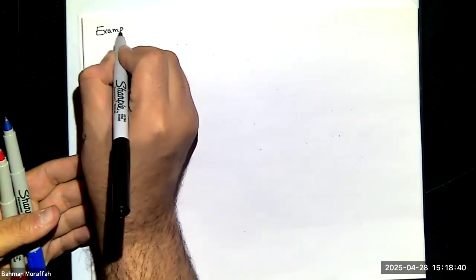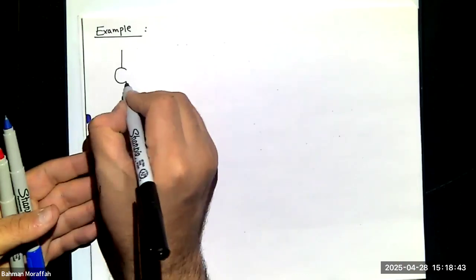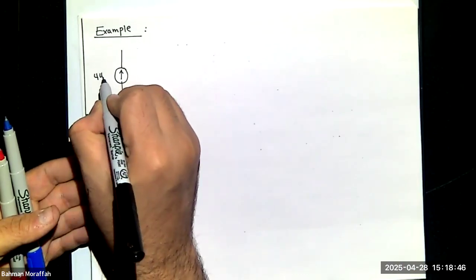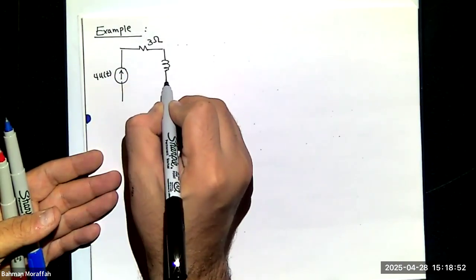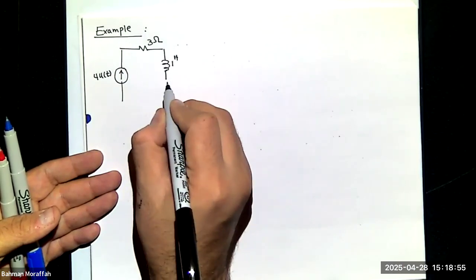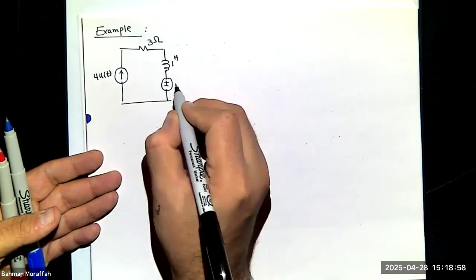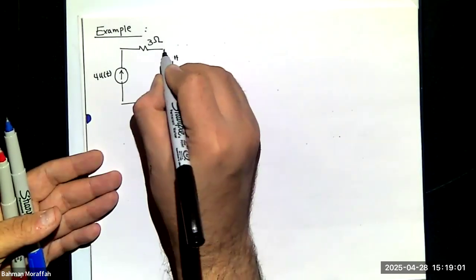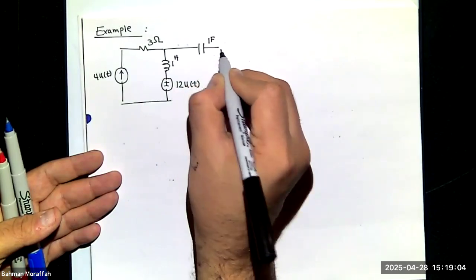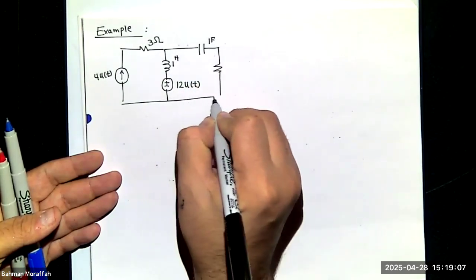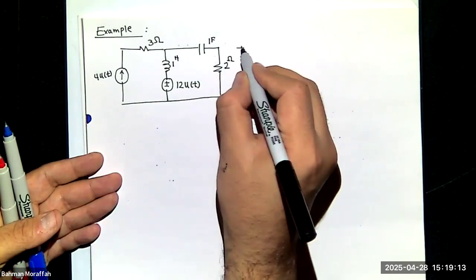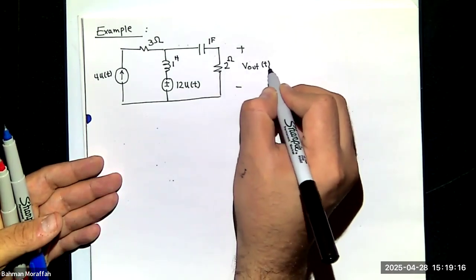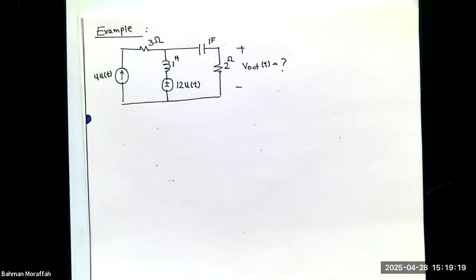Example. Let's just say I am given this circuit: 4 times u of t, 3 ohms resistance, followed by 1 Henry inductor, plus or minus 12 times u of t, 1 farad capacitor, followed by a 2 ohms resistance. And the question is, what is the voltage across this 2 ohms resistance?